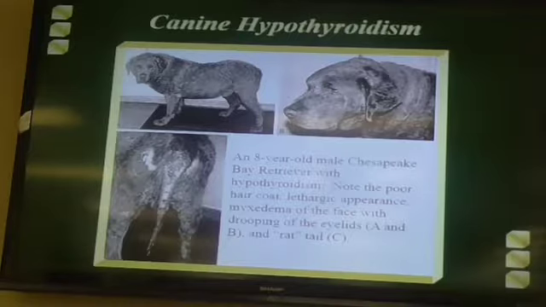Okay, I know this is a little dark to see, but if you look at this, this is an 8-year-old male Chesapeake Bay Retriever that had hypothyroidism. And you can see the poor hair coat over there. You see it looks like swelling and things over here. That's myxedema in there. And drooping of the eyelids, and you can see the rat tail.